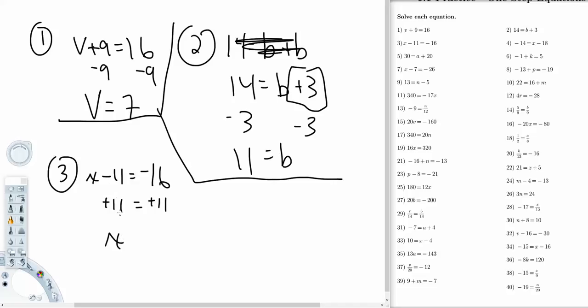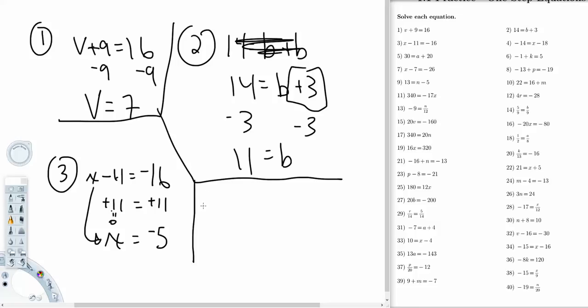So we have left minus 11 plus 11 equals 0. So that leaves only x, right, because this equals 0. And then we have minus 16 plus 11. So minus 16 plus 11 equals minus 5, right? That's good.